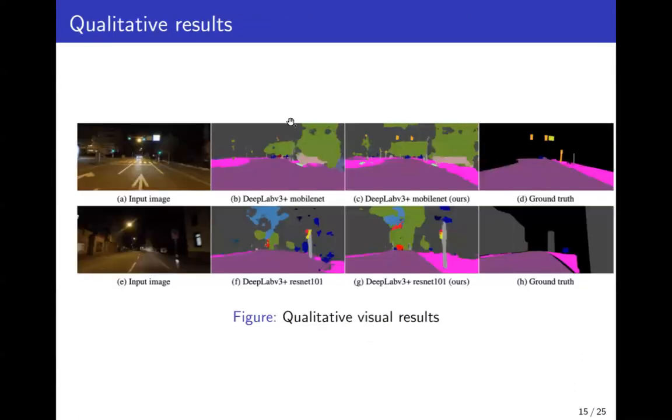So coming to qualitative results, given an input image at night time, we can see that DeepLab MobileNet performs very poorly, and the existing technique improves on it. For example, we can focus on the footpath, which is completely missing in DeepLabv3+ MobileNet. We can observe that it is recovered by applying our proposed framework.